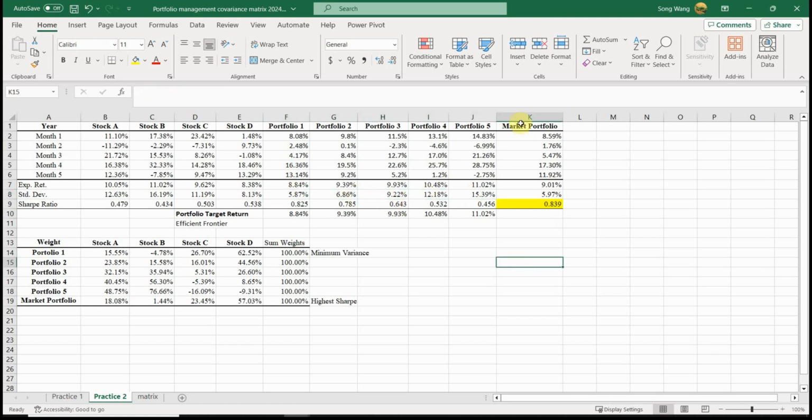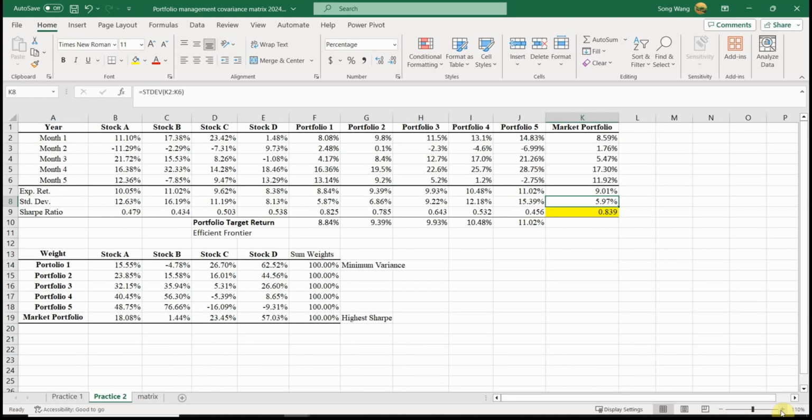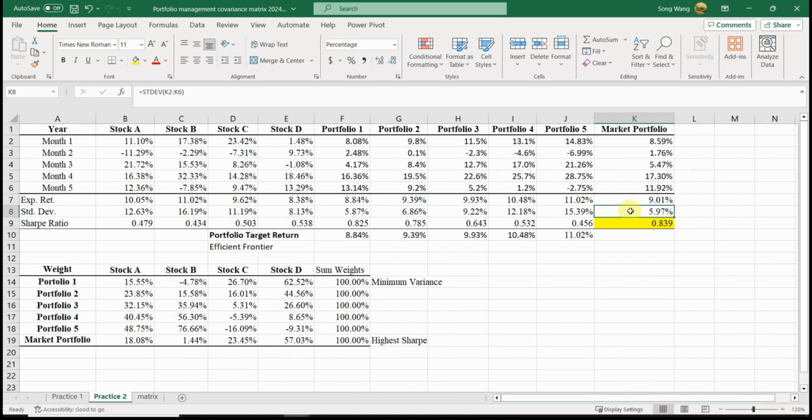Okay, but if you look at the market portfolio, it's following a different story, because you see here that the market portfolio has the highest Sharpe ratio, which combines both standard deviation and expected return, instead of considering the risk only.